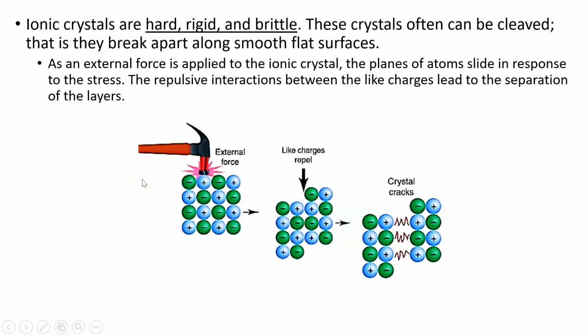Also, we know that ionic crystals are hard, rigid, and brittle. These crystals can often be cleaved. That means they'll break apart along smooth, flat surfaces. So when we say they're brittle, they break pretty easily, and they break apart and crumble if you were to try to smash them. This image kind of explains why.